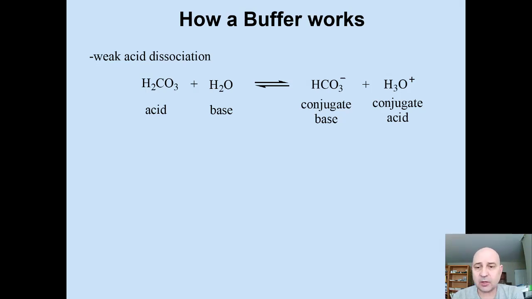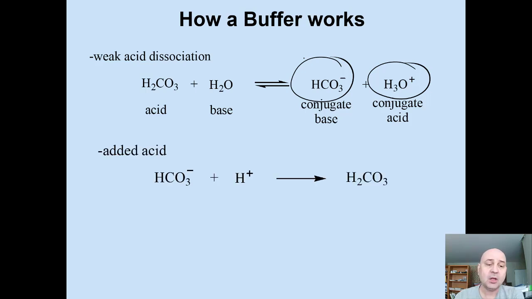But carbonic acid will also, of course, react with water to form a conjugate base and the conjugate acid, right? So it will make your water solution acidic because it produces hydronium ion. But we also have the conjugate base, and we know that the conjugate base will also react with water to form the acid back, right? So in this case, I have it actually reacting with an acid.